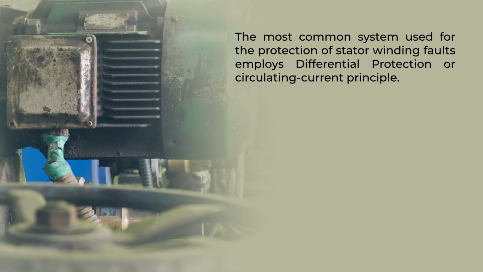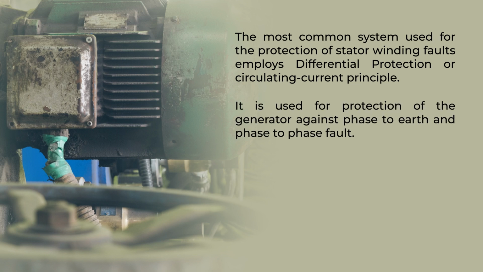Stator winding faults are particularly dangerous and can cause significant damage to expensive machinery. As a result, automatic protection is essential to quickly clear these faults and minimize the damage. The most common system used for protection of stator winding faults employs differential protection, or circulating current protection, which is based on the circulating current principle. It is used for protection of the generator against phase to earth and phase to phase faults.